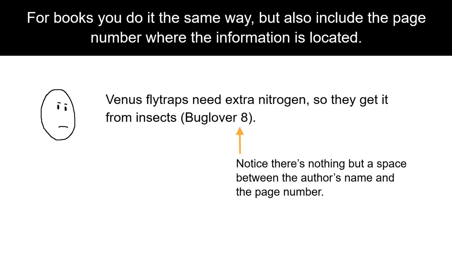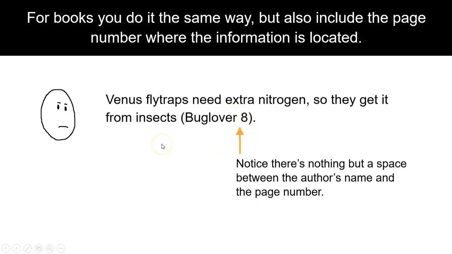Okay, for books, you're going to do it the same way, but you also want to include the page number where the information is located. So if you remember back to the Venus flytrap article, we have this summary from it. Venus flytraps need extra nitrogen, comma, so they get it from insects. Now, I didn't mention Samantha Bug Lover leading into this summary, so I need to put her name in parentheses at the end. I only put her last name, and then I have the page number. And notice that there is nothing but a space between the author's name and the page number.